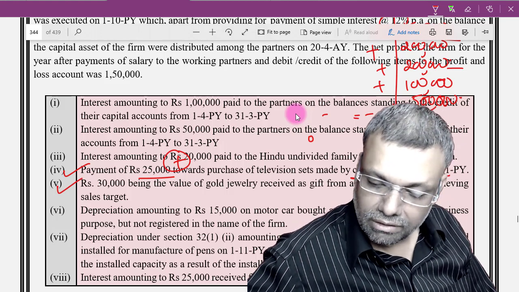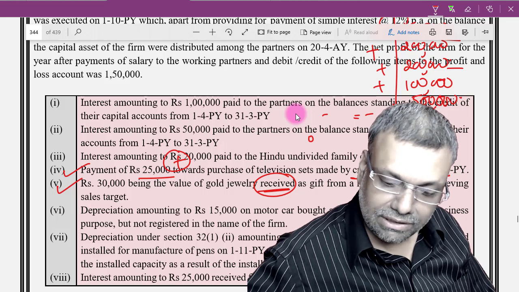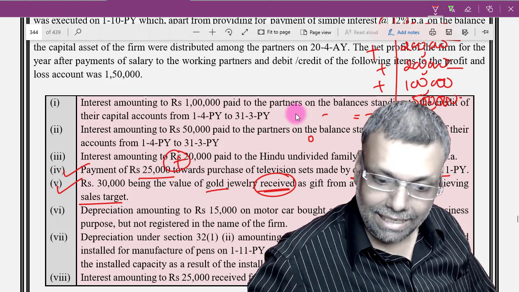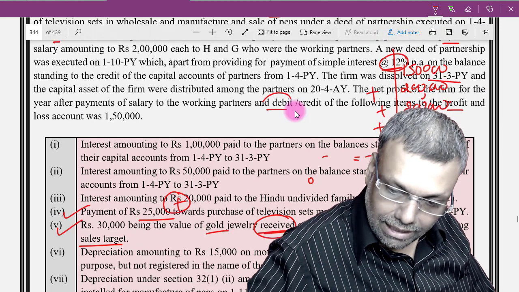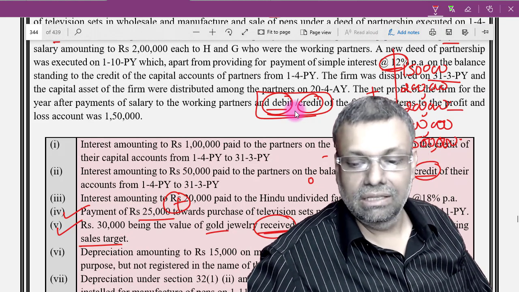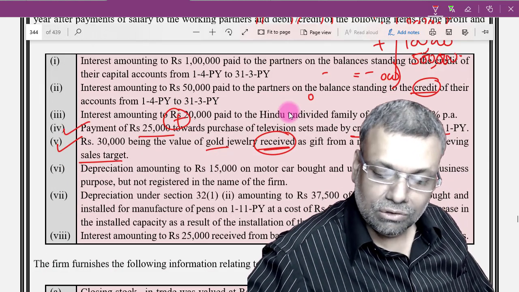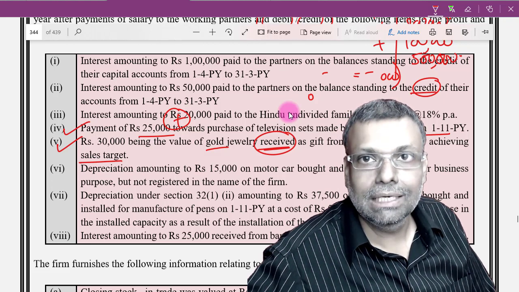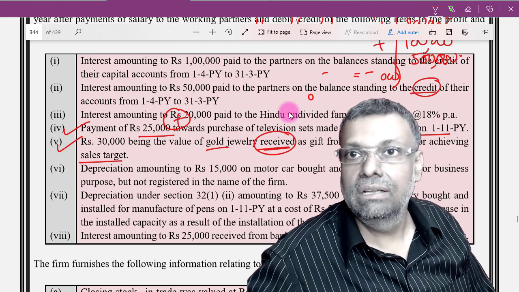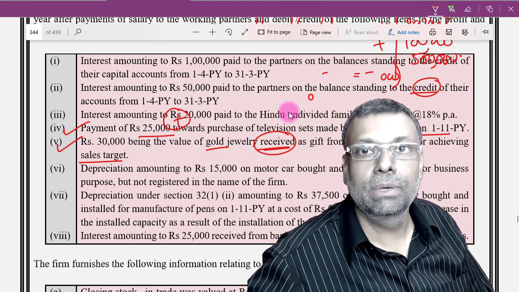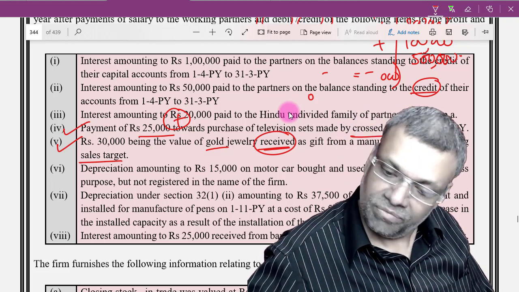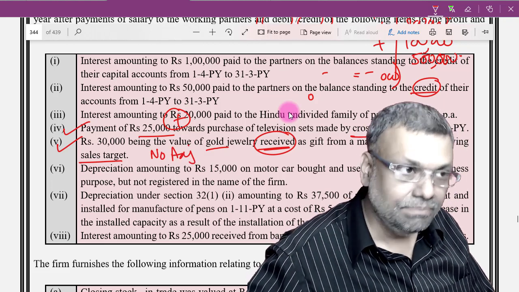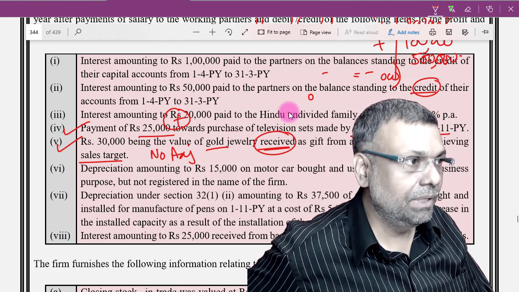30,000 being value of gold jewelry received as a gift from manufacturer for achieving the sales target. Now actually this is a transaction in kind, but it is already stated that it is already debited credited. So this 30,000 is already credited, and it is anyway income, because any incentive for achieving business targets are anyway part of the business income. Even section 28 I explained, the value of benefit or perquisites arising out of the carrying on of business and profession. So this is anyway income, so no adjustment is required. It is anyway taxable, and it is anyway covered up by these particular provisions.